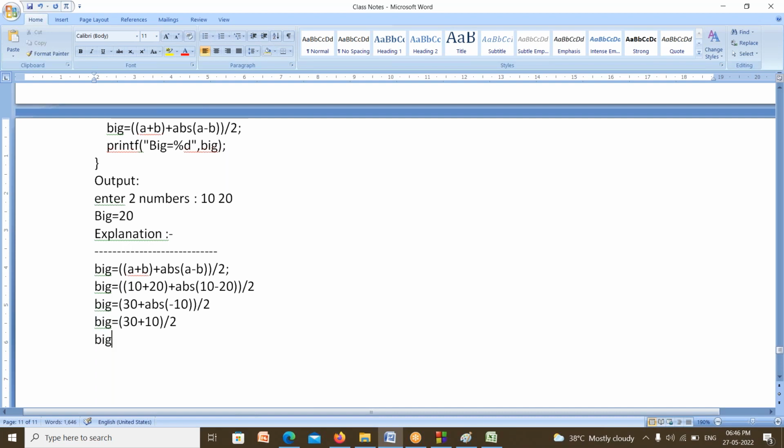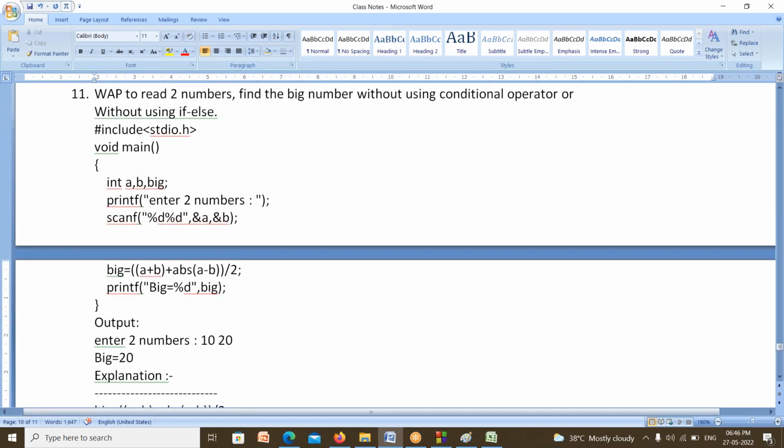Now big equal to 30 plus 10 equal to 40. 40 by 2 is equal to 20. So big equal to 20. In this way, it finds the big number. Right? This is the formula. You have to remember that one.